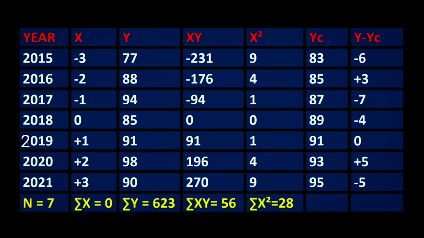Then we have also totaled the y column and we have written here sigma y is equal to 623. Why have we written so? Sigma y means the total of the y column is equal to 623. Then the xy column is also to be totaled, and here sigma xy is equal to 56. Then we have totaled the x square column, and that is sigma x square is equal to 28.